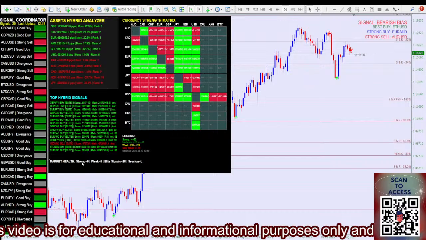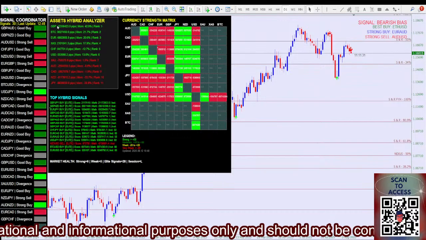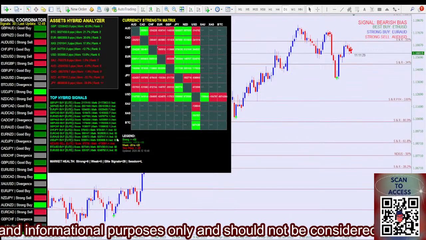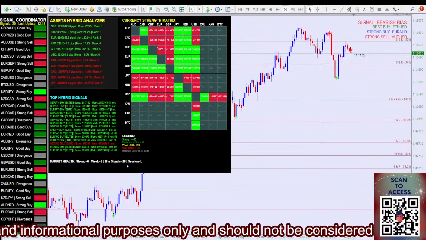We have 6 strong assets, 1, 2, 3, 4, 5, 6, and we have 5 weak assets, 1, 2, 3, 4, 5.